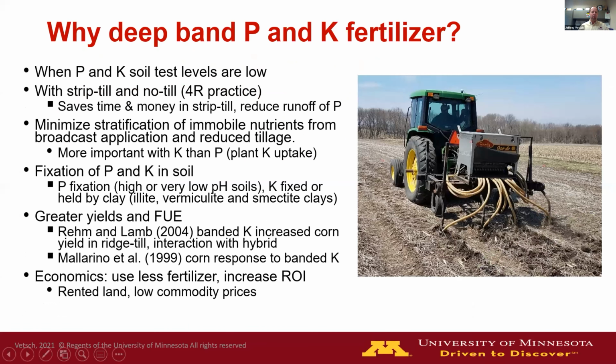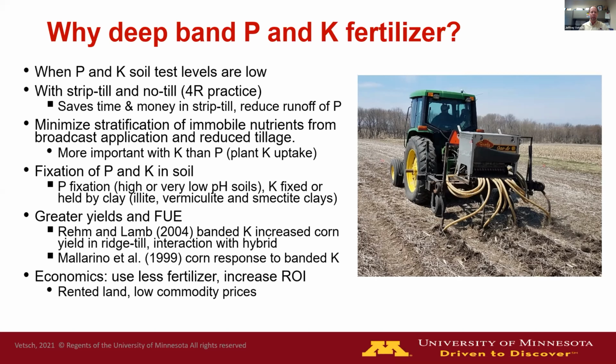So the question today that I'm going to talk about is why might we want to deep band P&K fertilizers? I think the obvious thing is when P&K soil test levels are low, that's kind of the key time, and that's where it's the most effective. In certain systems like strip till and no till, it saves time and money as it's part of the same pass. And in these systems where we have very little tillage to incorporate phosphorus, it can very effectively reduce phosphorus runoff. And Nathan Nelson is going to show that in a presentation a little bit later.